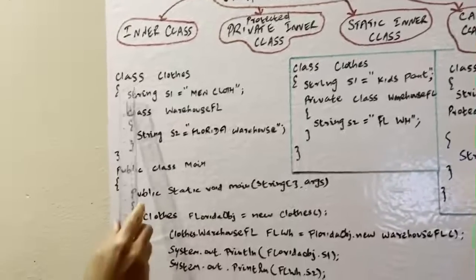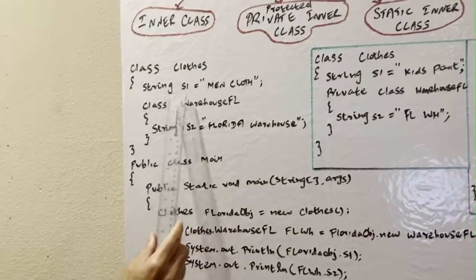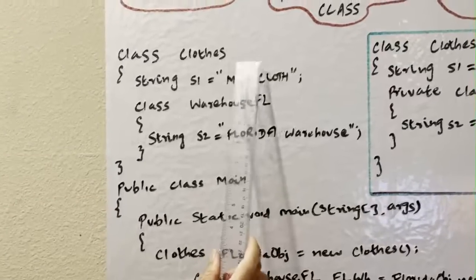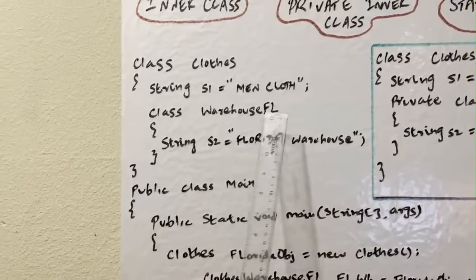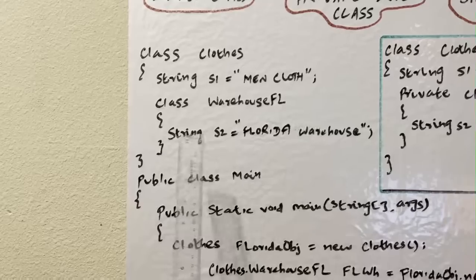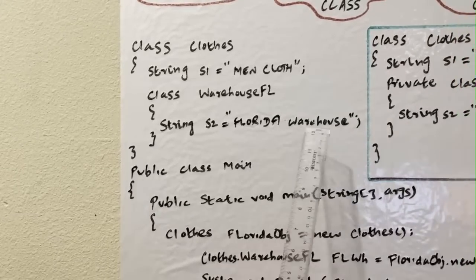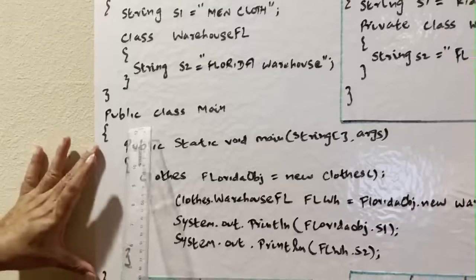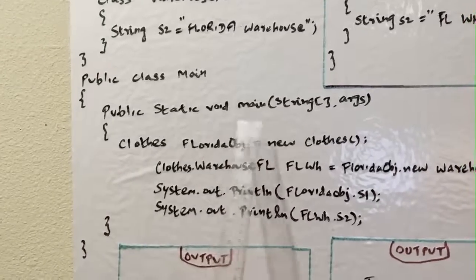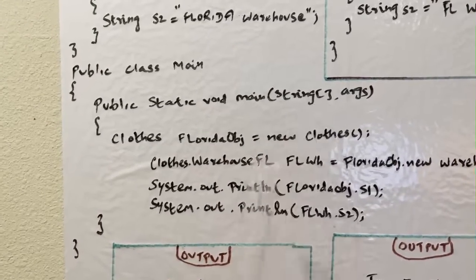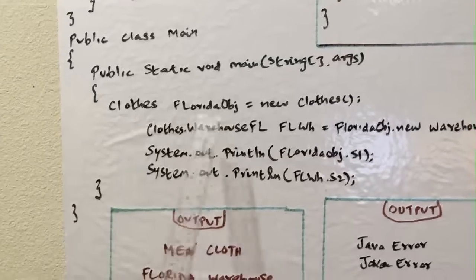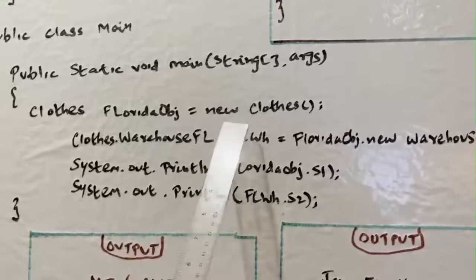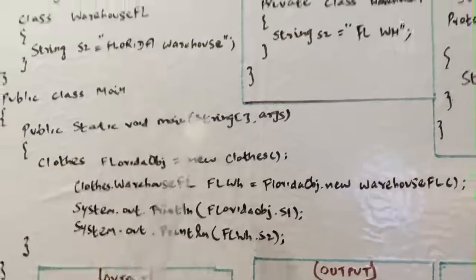For example, there is a class clothes, with string s1 equal to men cloth. Inside this superclass there is a subclass warehouse FL, meaning Florida, with string s2 equal to Florida warehouse. So this is the main program: public class main, same syntax, static void main method. Here we are instantiating the object: Florida object equal to new clothes, which is the main class.